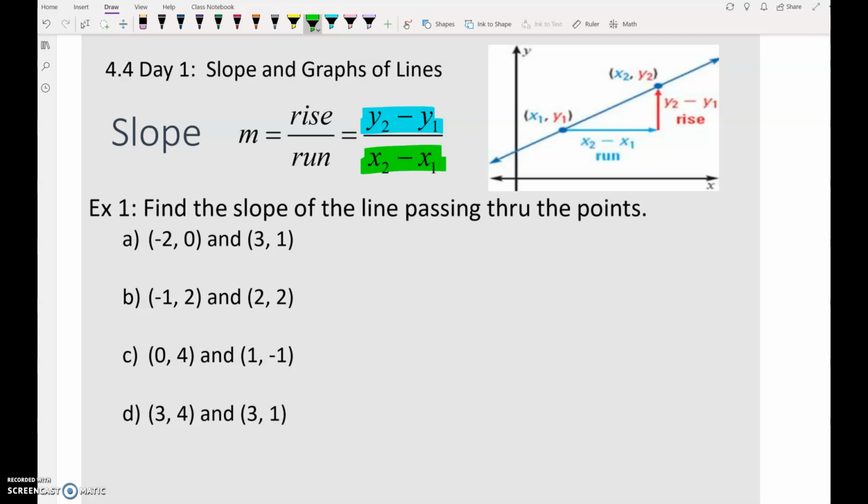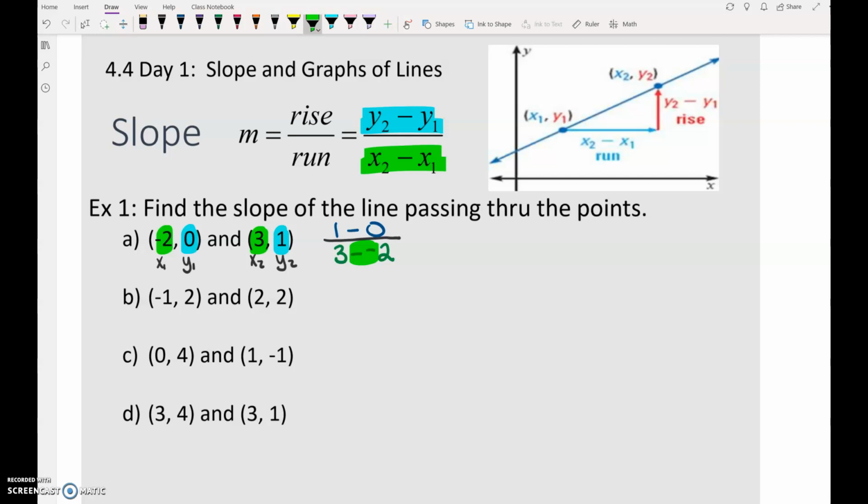So if we look at A, our x's are -2 and 3, our y's are 0 and 1. And if you need to label this x1, y1, x2, y2, you absolutely can. But what you need to do is subtract your y's on top, so 1 minus 0. Subtract your x's on the bottom in the same direction that you subtracted your y's. So because I did 1 minus 0, second point minus first point, I must also do 3 minus a -2. And that's the one thing that I really wanted to touch on today.